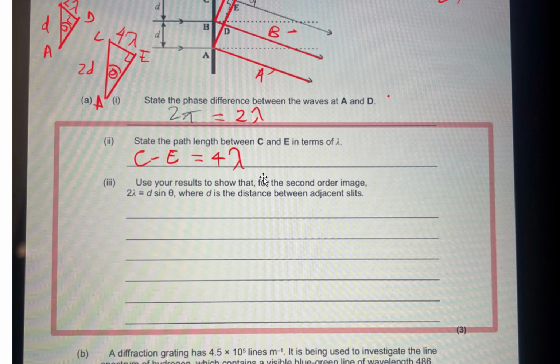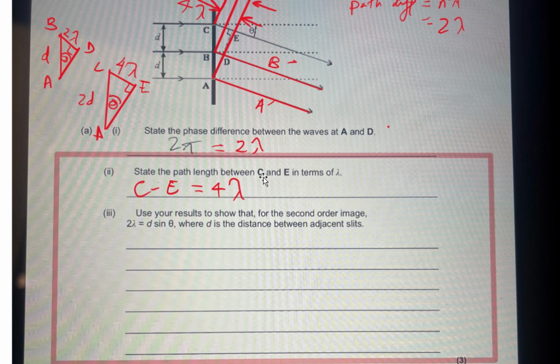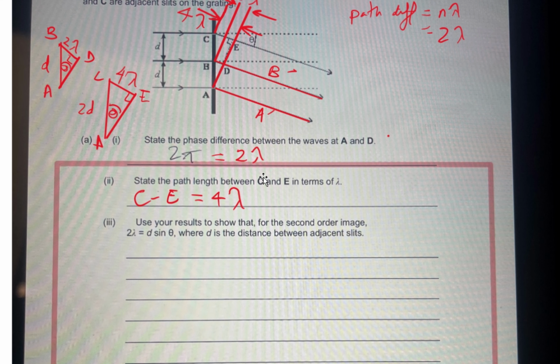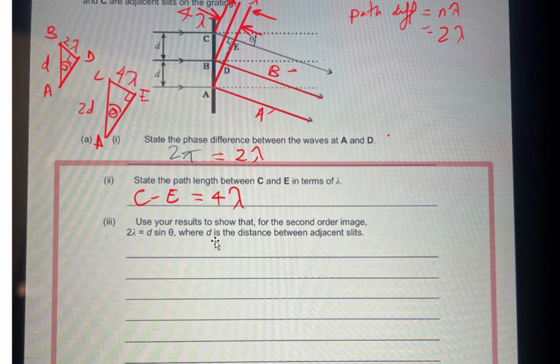Then look at the next bit. Use your results to show that for the second order image, 2 lambda equals d sine theta, where d is the distance between the adjacent slits. So if I take this triangle that I drew, we've got A, C, E. Let's just join it up. There's your right angle, there's theta. This is 2d, and we've just said this is 4 lambda.